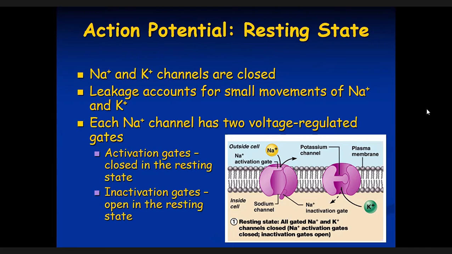Here you can see that during the resting state, the sodium and potassium channels are closed, and there is a leakage of small movements of sodium and potassium. Only a small amount of sodium and potassium gets inside, because the channels, or the receptors, are closed for sodium and potassium.